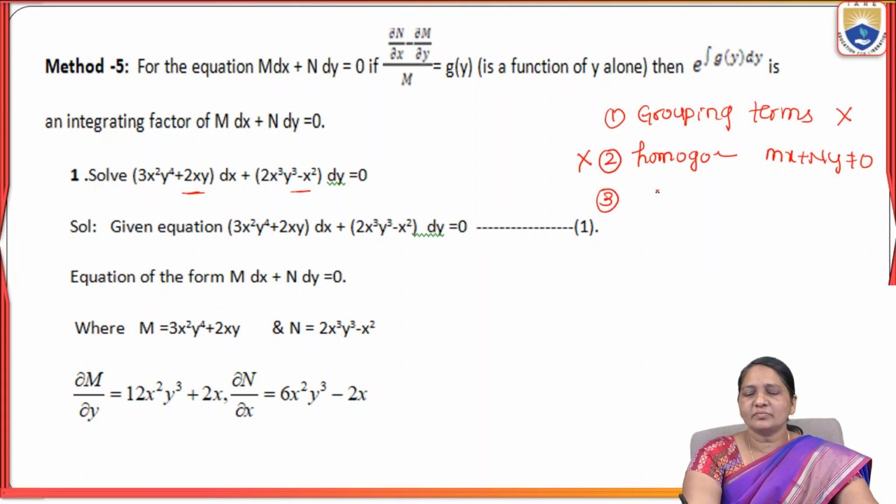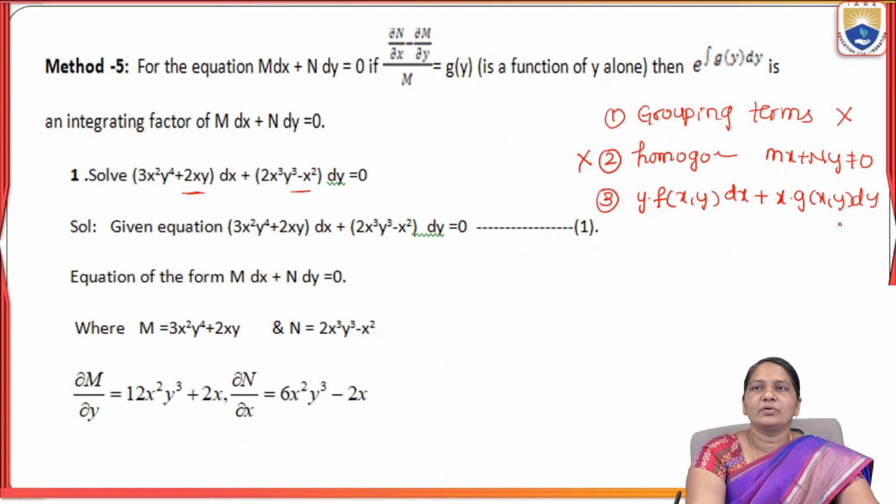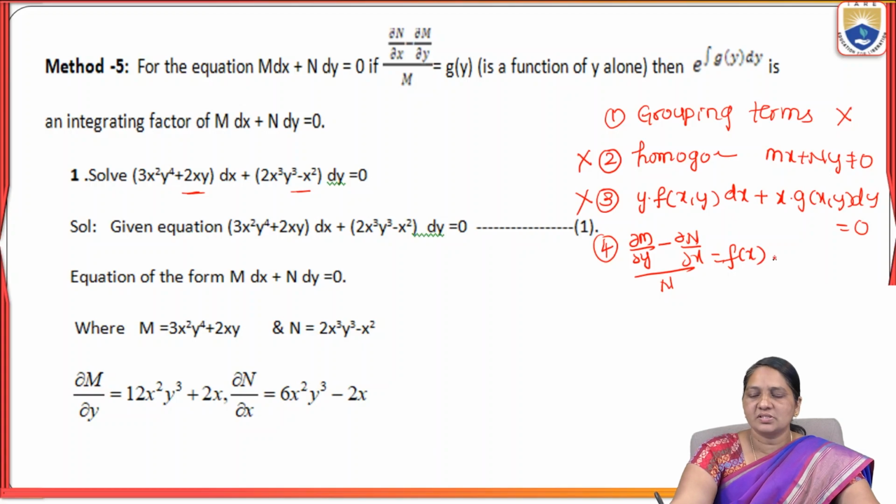Next, the third one. Here the given equation should be in the form y·f(x, y) dx + x·g(x, y) dy = 0. This equation is not in that form, so the third method is also not possible. And for the fourth method, we calculate (∂M/∂y − ∂N/∂x)/N, which should be a function of f(x). We check this value, and if it is equal to f(x), then we can follow method 4. Otherwise, we have to follow method 5.